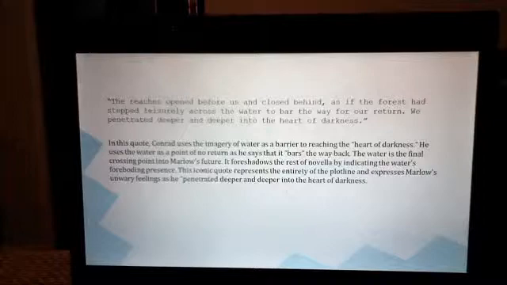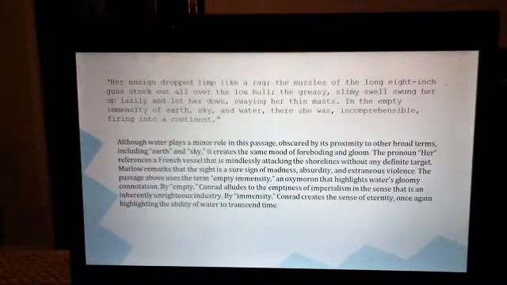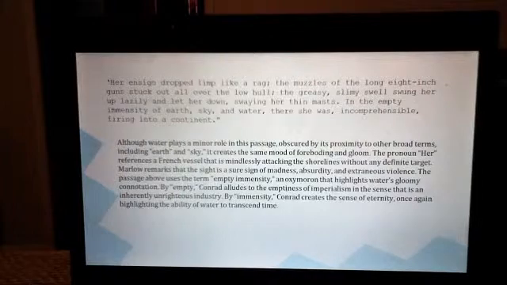So this is our fifth quote that we found, when Marlowe gets a sight of the Congo River. He sees a French vessel that's shooting blindly into the continent.